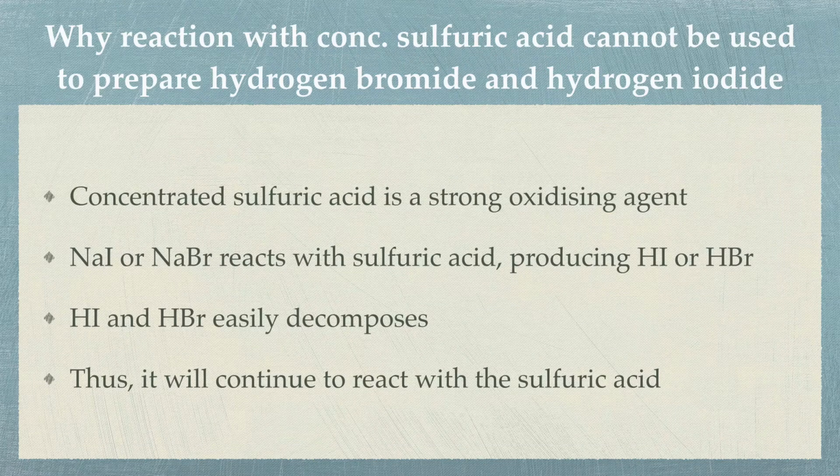Concentrated sulfuric acid is a strong oxidizing agent. Sodium iodide or sodium bromide reacts with sulfuric acid, producing hydrogen iodide or hydrogen bromide. Hydrogen iodide and hydrogen bromide easily decompose. Thus, they will continue to react with the sulfuric acid.